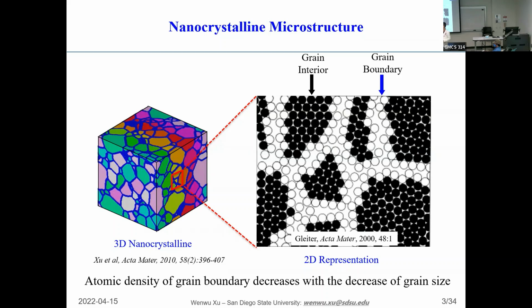For example, these are the cast aluminum. Of course, it's an alloy. I would assume the grain size is probably a few micrometers on average.